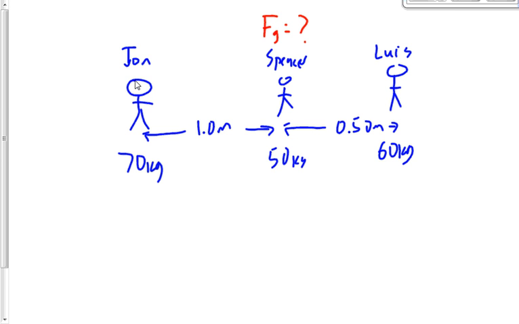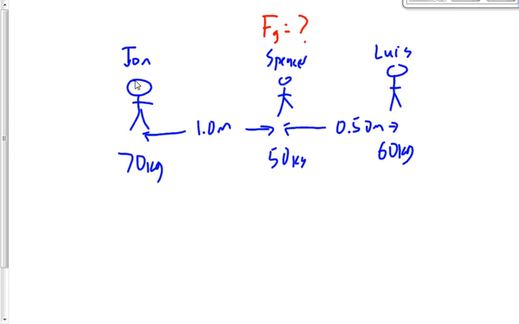So who's going to produce the bigger force? I don't know. John should produce a bigger force because of his mass. Luis should produce a bigger force because of his proximity, 0.5 meters. Who produces the bigger force? What does the net force become on Spencer? Here's what we've got to do first: draw the free body diagram.